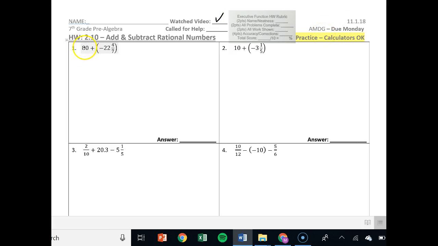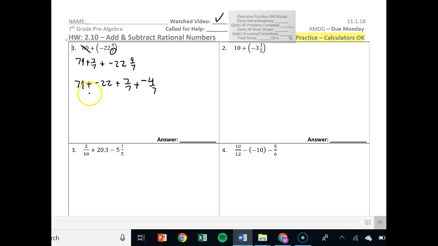So problem number one, just like our notes, we're going to borrow. It becomes 79 plus the denominator of the other number tells us what our whole number is going to be. So 79 7/7 plus negative 22 and 4/7. Commutative property of addition, 79 plus negative 22 plus 7/7 plus negative 4/7. Remember, negative 22, that means the fraction is also negative.